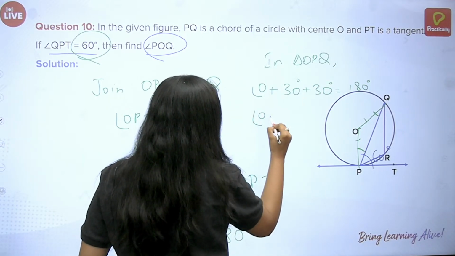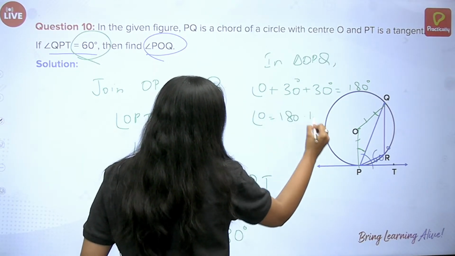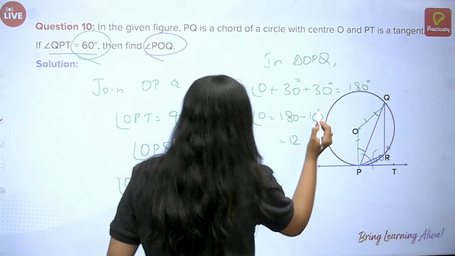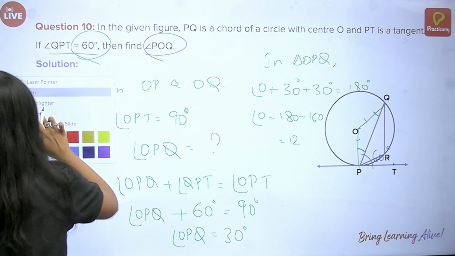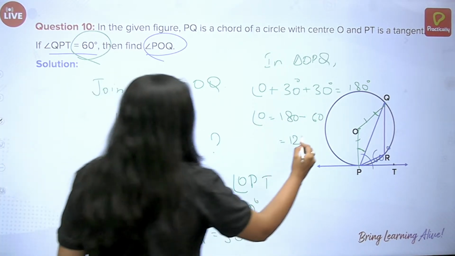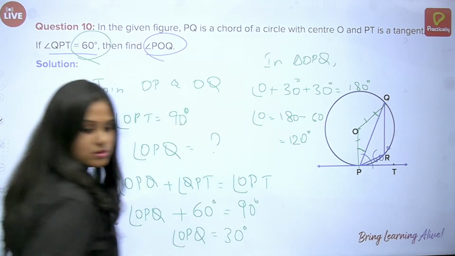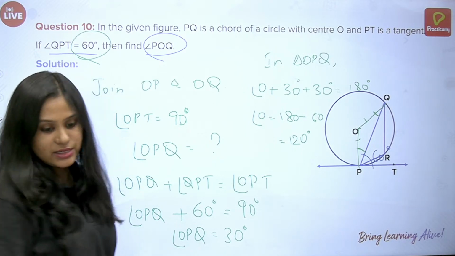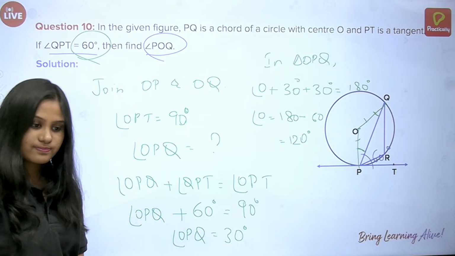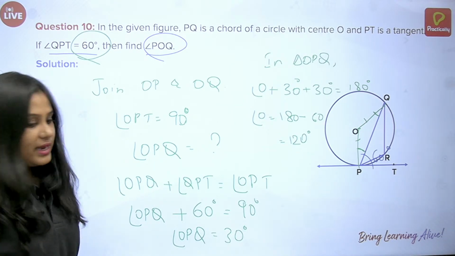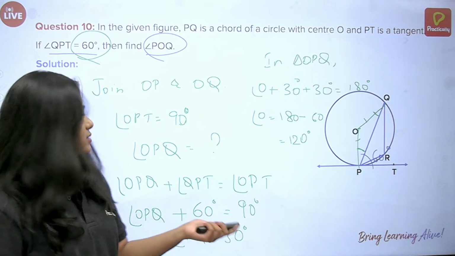So, angle O is equal to 180 minus 160. That is nothing but, sorry, not 160, 60. Right. 180 minus 60, that is nothing but 120 degrees. Very good, Sarthak. Keep it up. 120 is right. Good. All right. Let us go to the next.